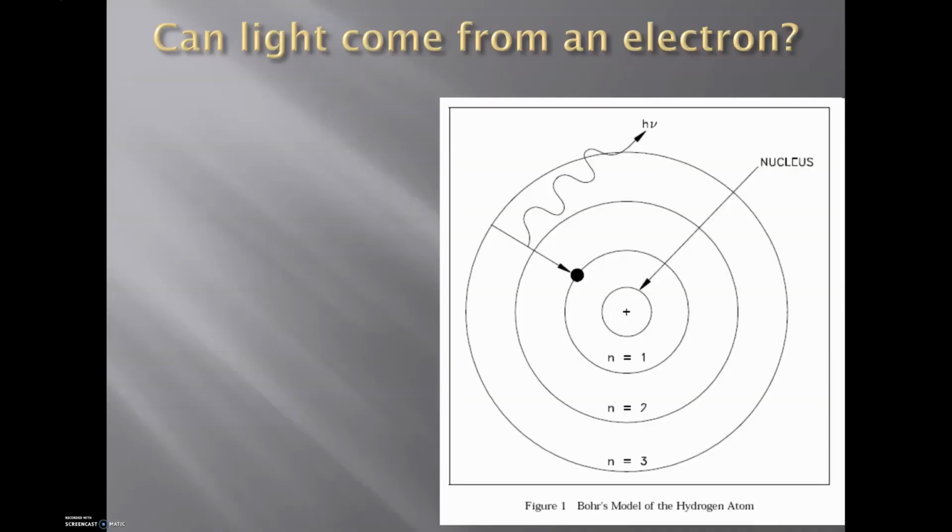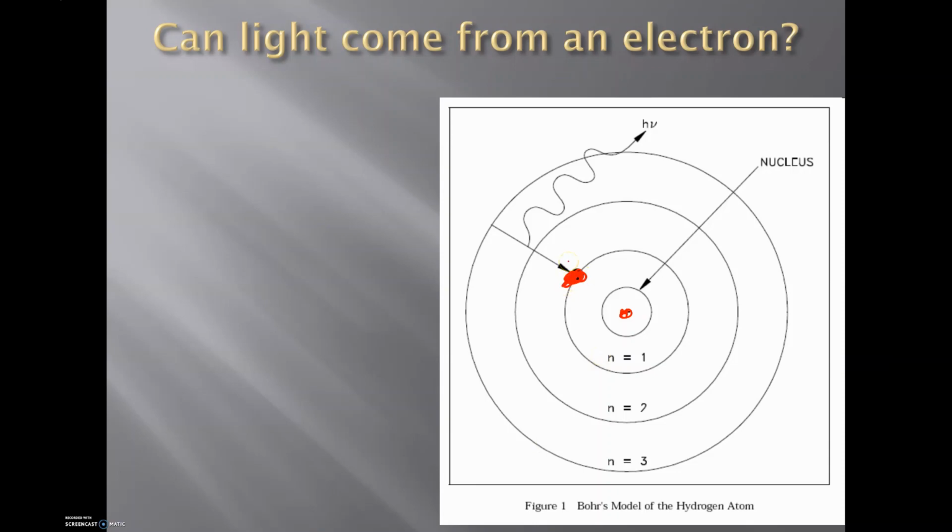Okay, in this video we're going to be talking about Bohr's model, and the first question we come to: can light come from an electron? That's a very odd question to ask. If we look at the image to the right, we see a diagram of Bohr's model. In the middle you have the nucleus, and you see the various energy levels starting with 1, 2, and 3. Now, the electron that you see here is in the first energy level.